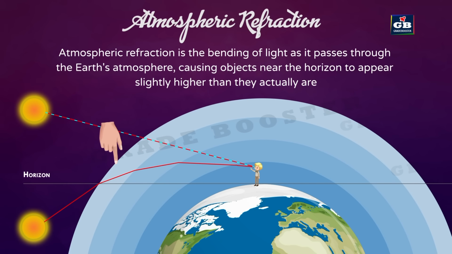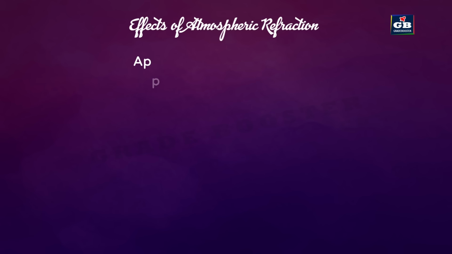So when the light enters from space to the atmosphere, there will be bending of light. This bending of light makes the objects appear slightly higher. Which objects? The objects which are near to the horizon of the Earth. They appear slightly higher than their actual position. So this is called atmospheric refraction. Now let us see the effects of atmospheric refraction. Apparent position of the stars.